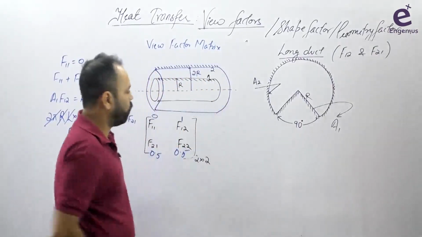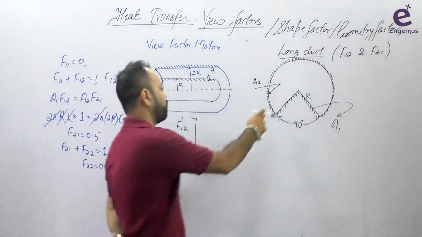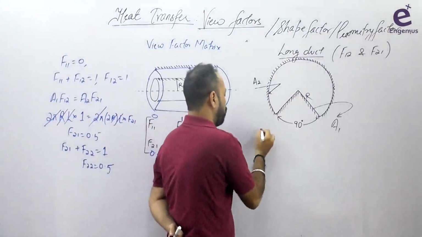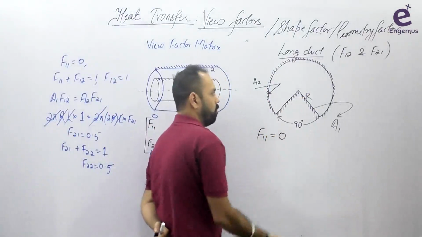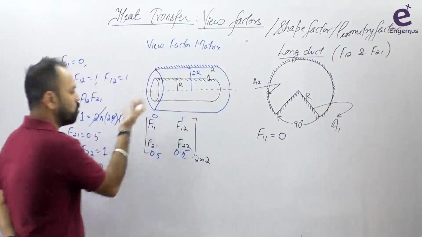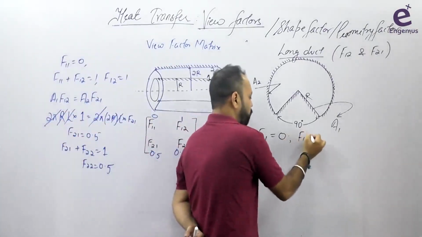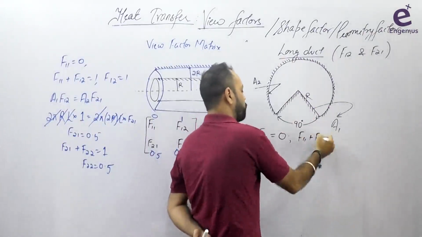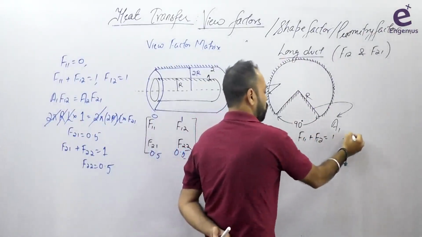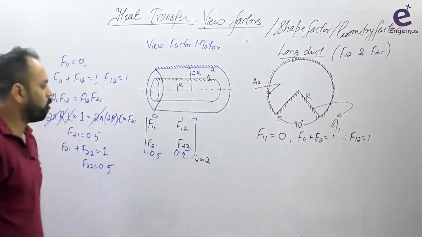Okay, so what do you think about F11 in this case? F11 should be non-zero or 0? Self-view factor of surface 1. This is surface 1, this is also surface 1. F11 is equal to 0. Now, you know the rules, okay? Also, this is an enclosure. Everything is an enclosure here. तो मैं summation rule कहीं भी लगा सकता हूँ, right? Also, F11 plus F12, this is surface 1, must be equal to 1. Therefore, F12 is equal to 1. समझ आया, है ना? F12 की वैल्यू 1 आ गई.